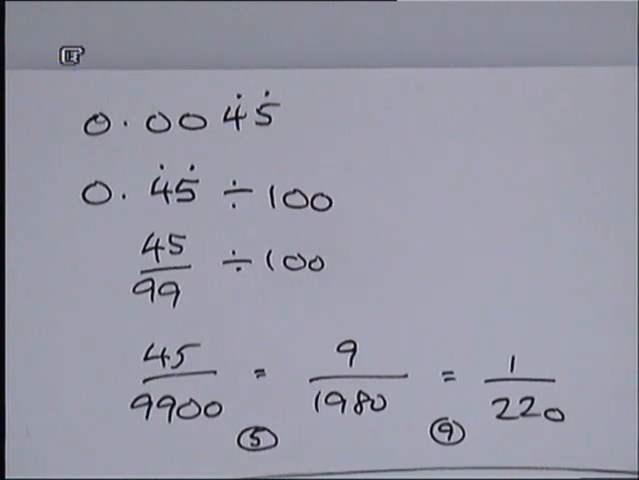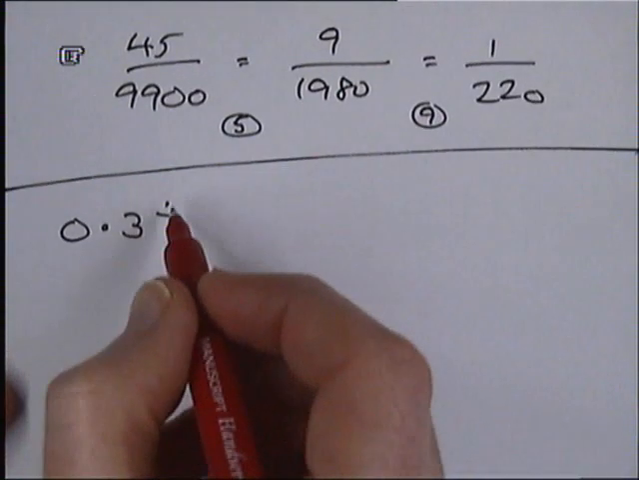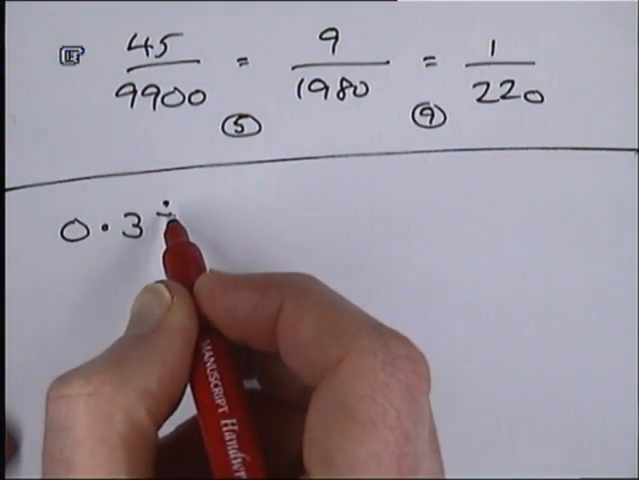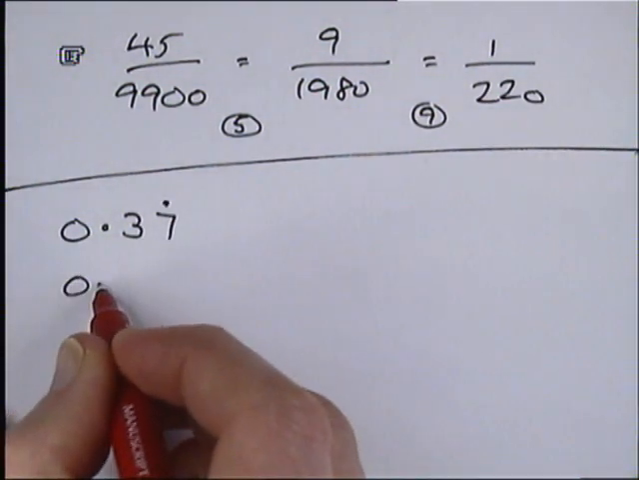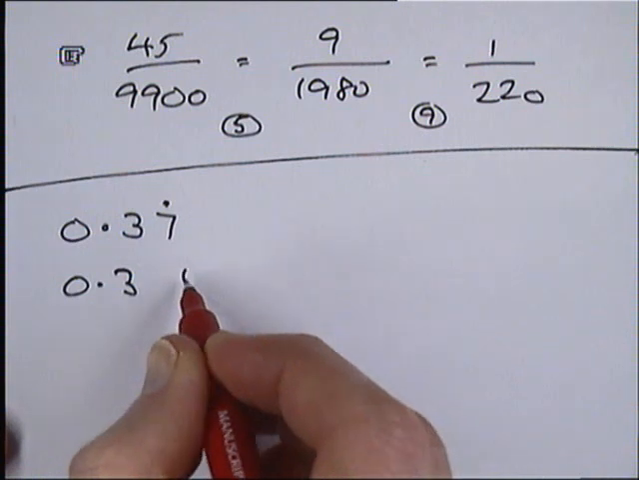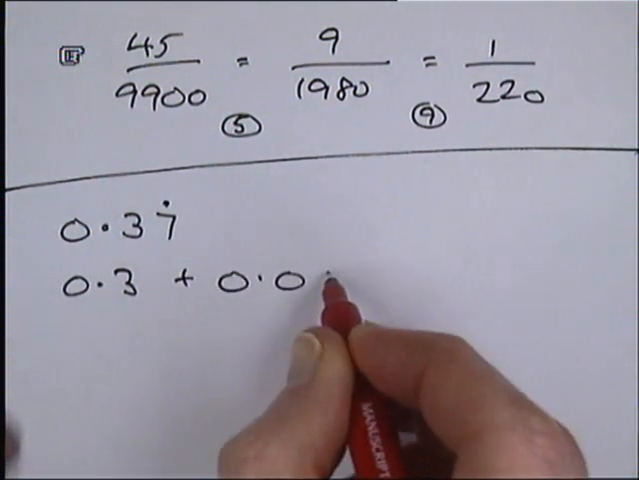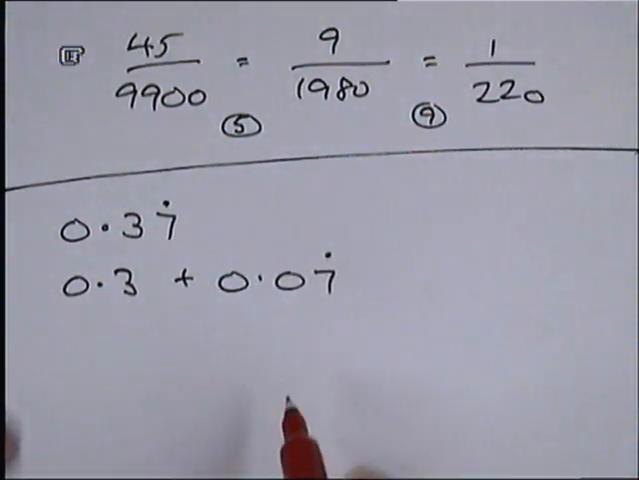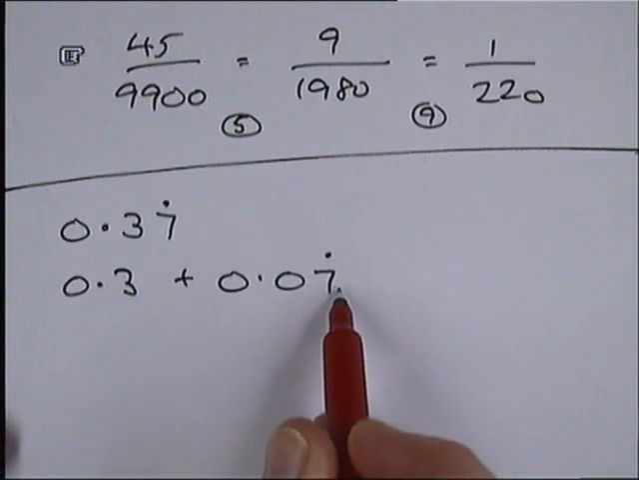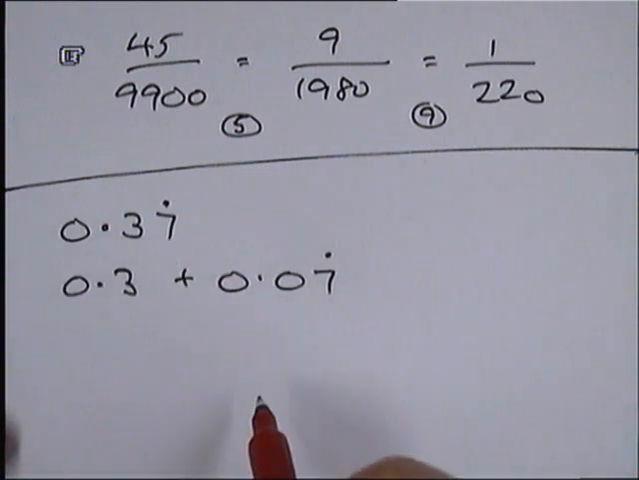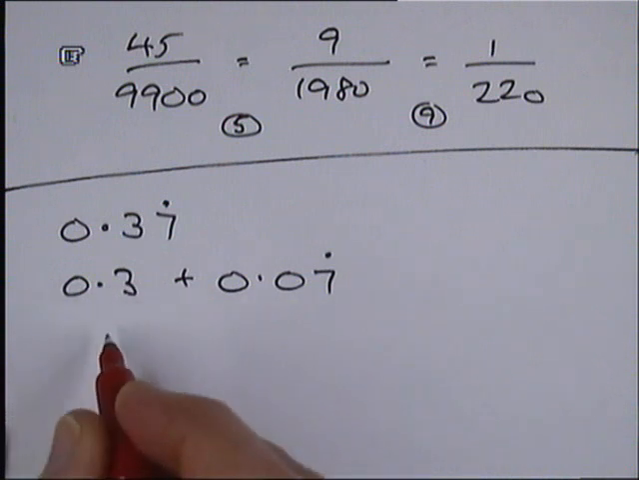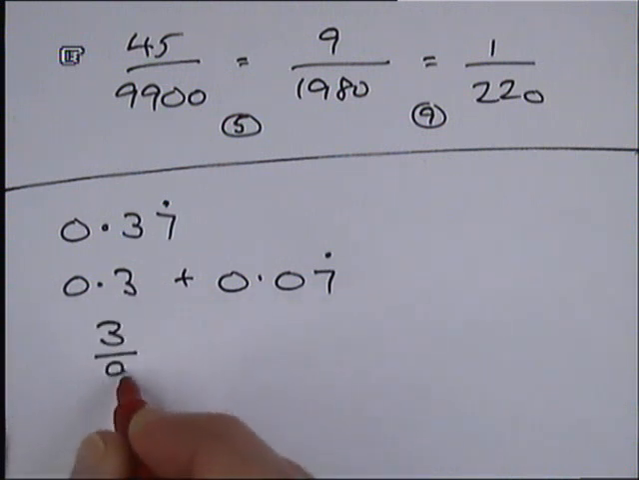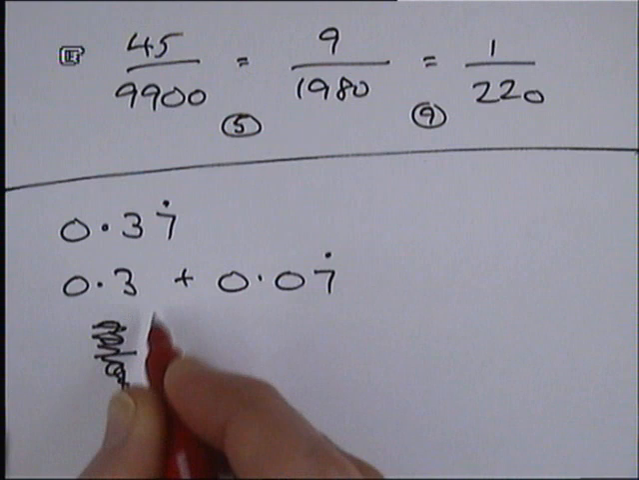If we look at one further example, if you had something like 0.37 recurring, where just a 7 is recurring, write that as your normal 0.3 plus 0.07 recurring. You've got to make sure that this 7 recurring is in the second decimal place. Well, this here, 0.3, you know that's not a recurring one, I got that wrong.